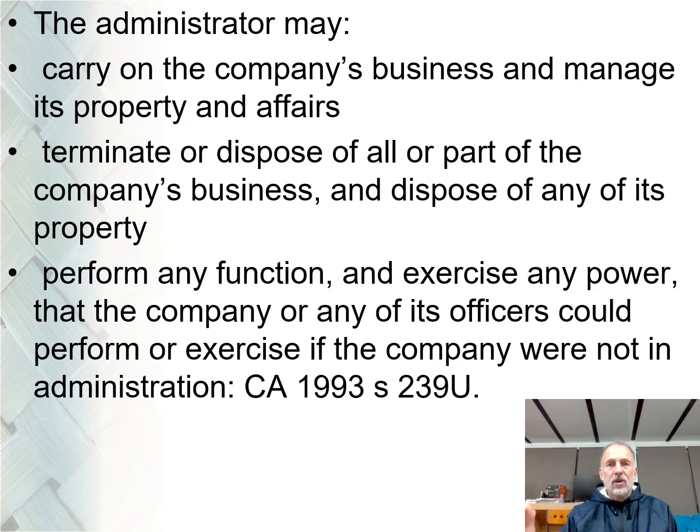So once an administrator is appointed, what can he do and what's he not supposed to do? So the administrator may carry on the company's business and manage its property and its affairs. And he may terminate or dispose of all or part of the company's business and dispose of any of its property, and perform any function and exercise any power that the company or any of its officers could perform or exercise if the company were not in administration. People, and you'll find that in the Companies Act of 1993, Section 239U.